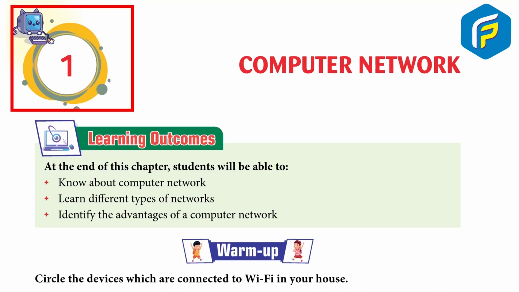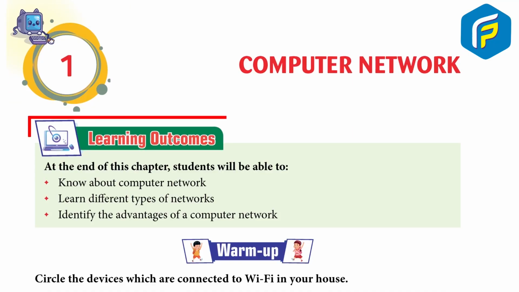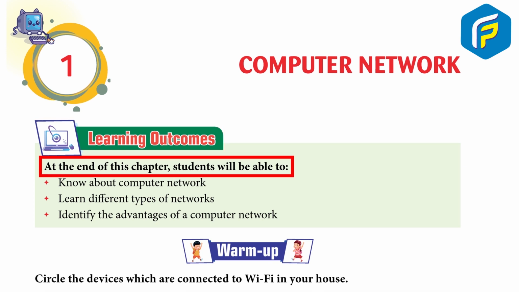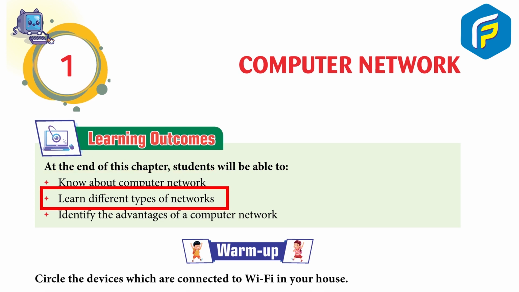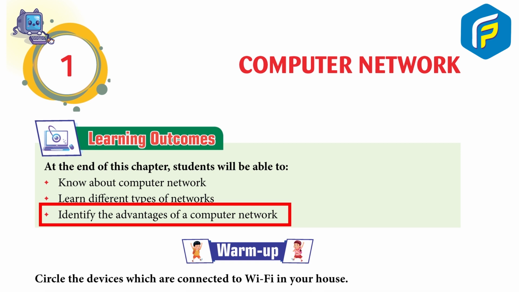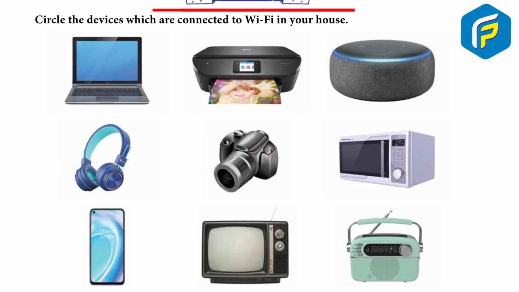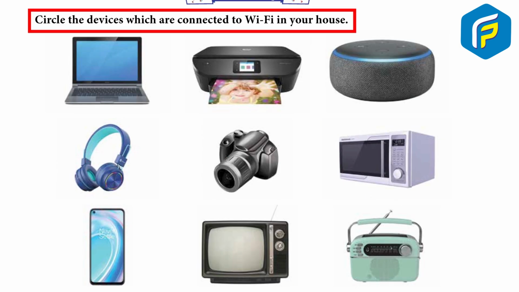Chapter 1: Computer Network. Learning outcomes: at the end of this chapter, students will be able to know about computer networks, learn different types of networks, and identify the advantages of a computer network.